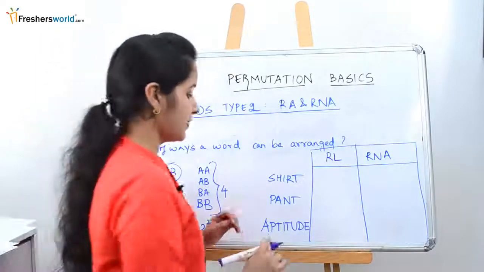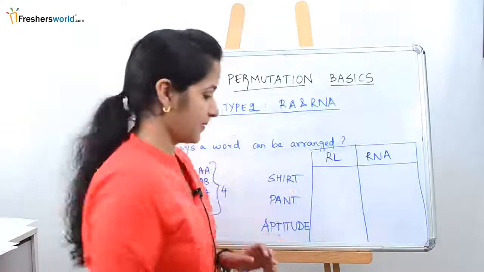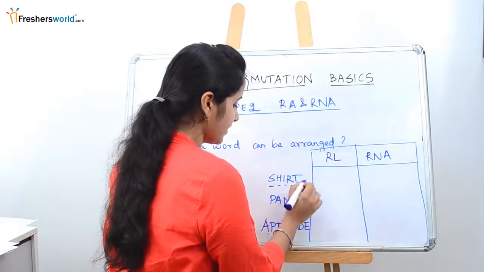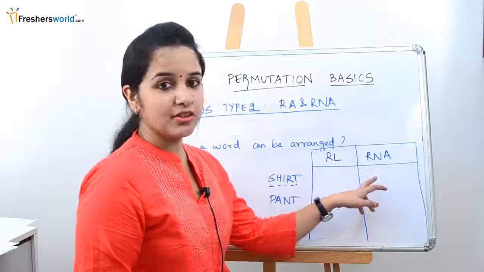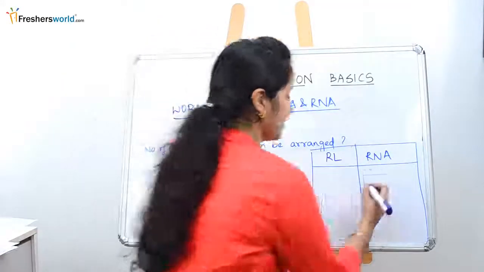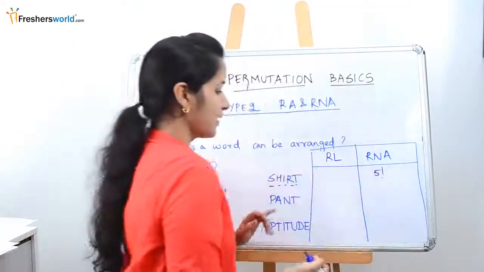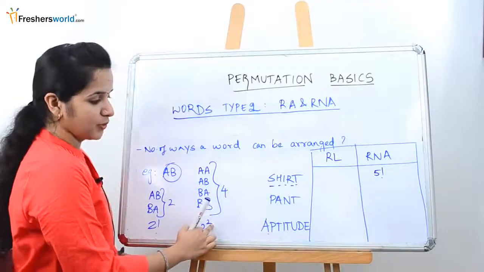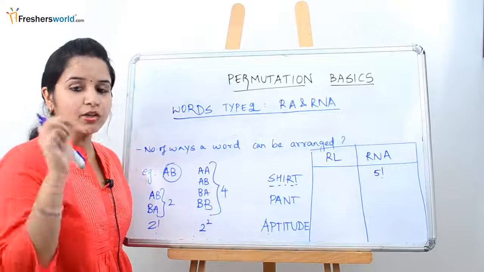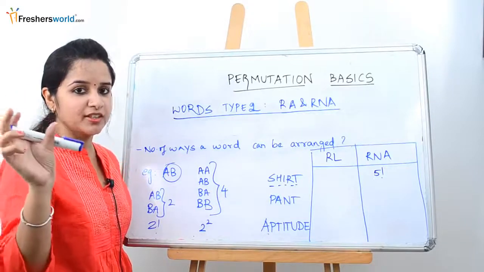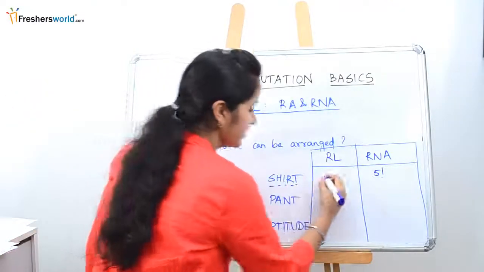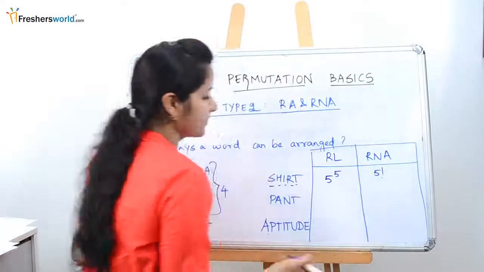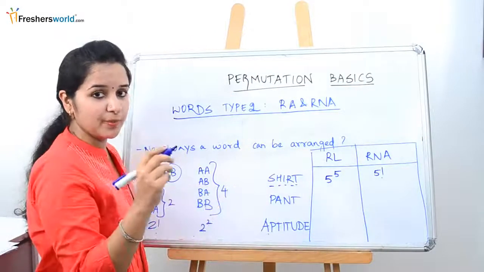Let's take a few examples. Let's take the word shirt. How many letters do we have? In case of repetition not allowed, we can easily say it is 5 factorial. In case of repetition allowed, like the 2 power 2 we dealt with here, the number of letters is also the power. So it's 5 letters, then 5 power 5. This is the answer for repetition allowed.